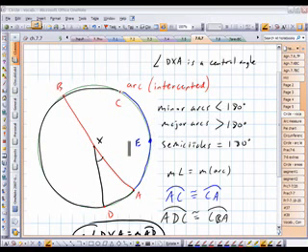CBA. If you just said arc CA, that would assume the minor arc. Arc CBA means start at C, go through B, all the way around to A. So that's this arc in black, arc CBA. You could also call it, say, arc ADC. That's the same arc. That's a major arc.